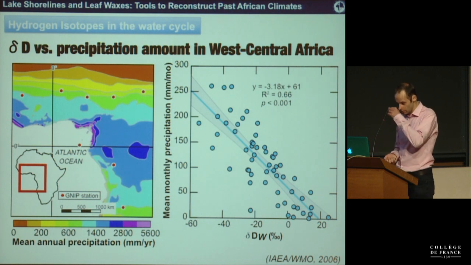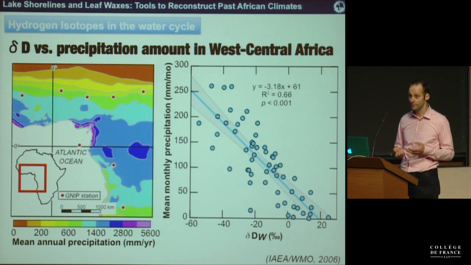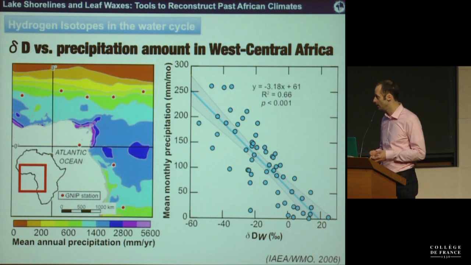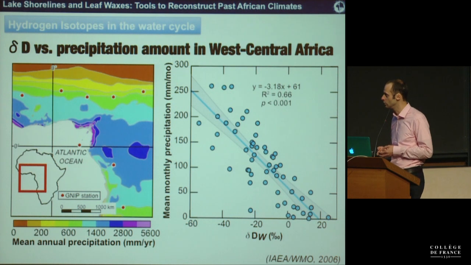So now comes the most important question. Can the hydrogen isotopic composition of the precipitation be preserved in sedimentary material? And the answer is yes. And how? By being incorporated into the leaf waxes.